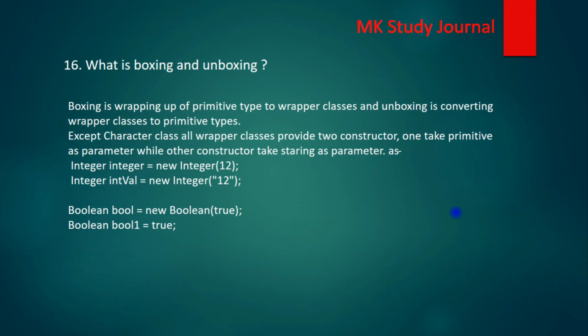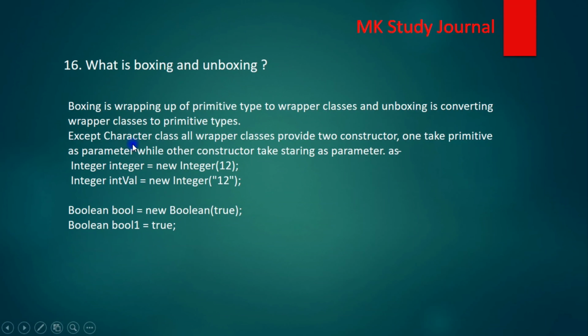So here we have mentioned that when we are creating a wrapper class like Integer, we just pass a primitive value and it will be converted to the wrapper class. So here you can see that boxing is wrapping up a primitive type into wrapper classes, and unboxing is converting wrapper classes to primitive types, which we discussed.